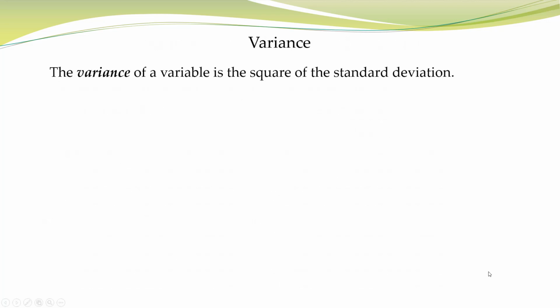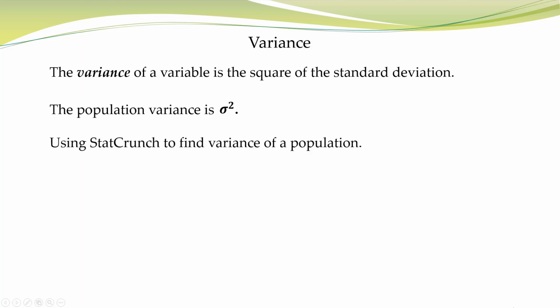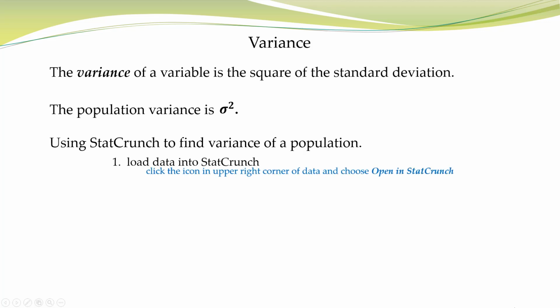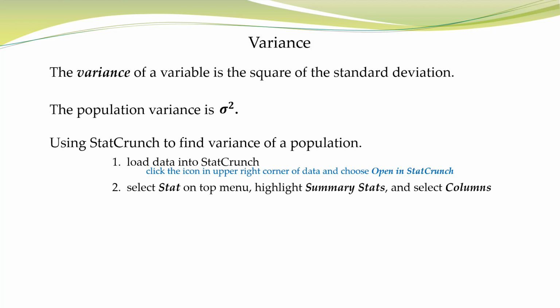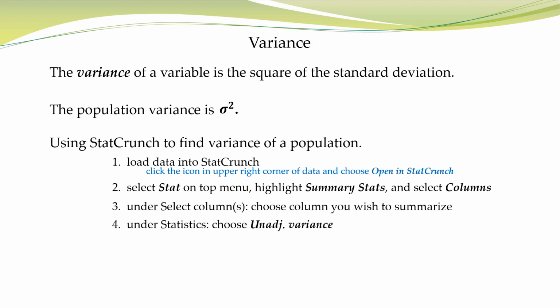Now, the variance of a variable is the square of the standard deviation. So the population variance is sigma squared. Using StatCrunch to find the variance of a population, again, same steps. Load data into StatCrunch, select Stats, Summary Stats, Columns. Select the column you wish to summarize. Now, under Statistics, this time you're going to pick the unadjusted variance. Remember, if it's a population, it's always unadjusted. And click Compute.